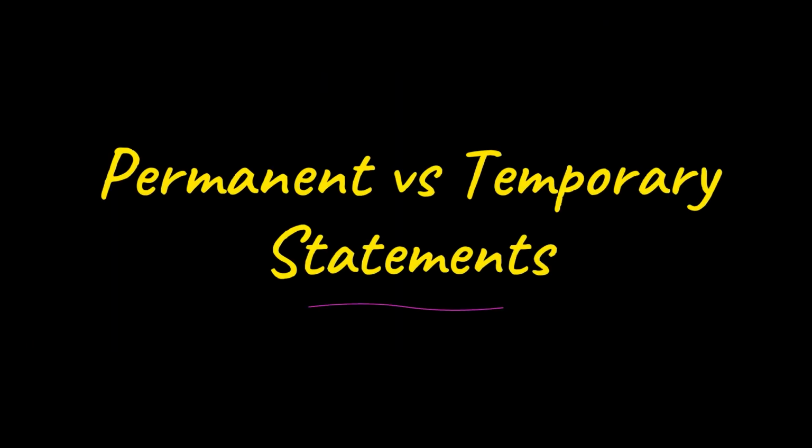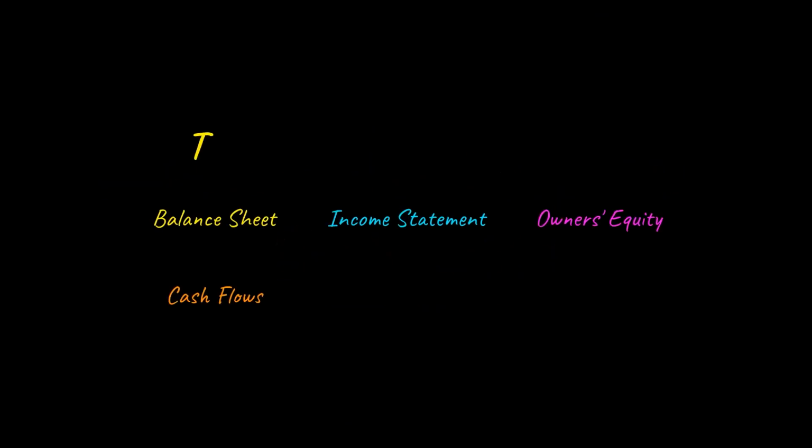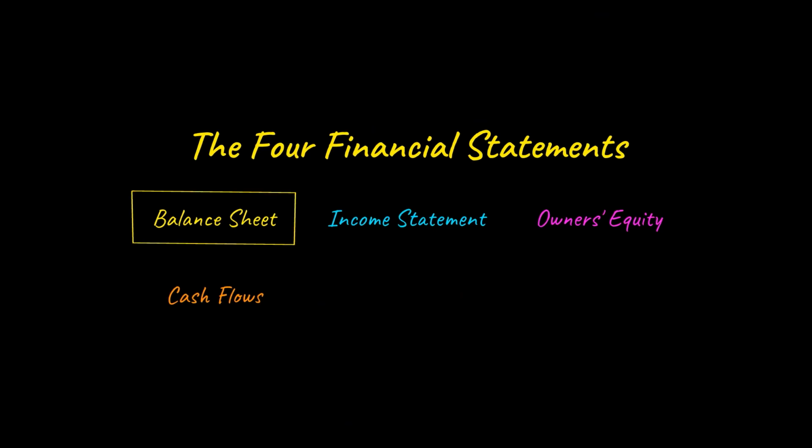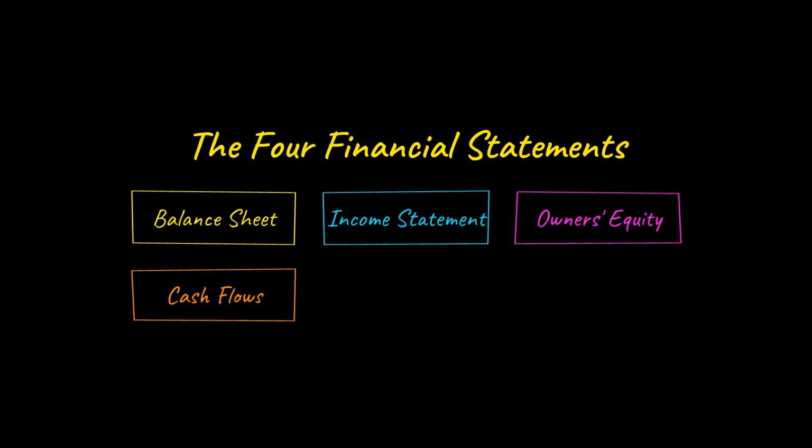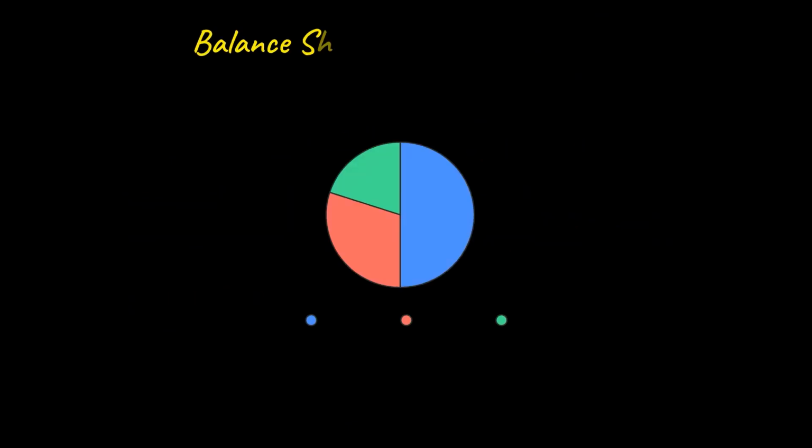Financial statements don't all work the same way. One key structural divide separates the balance sheet from the other three statements, and it's one of the most reliably tested distinctions in accounting. Every company reports through four statements: the balance sheet, the income statement, the statement of owner's equity, and the statement of cash flows. They share data but serve distinct purposes.